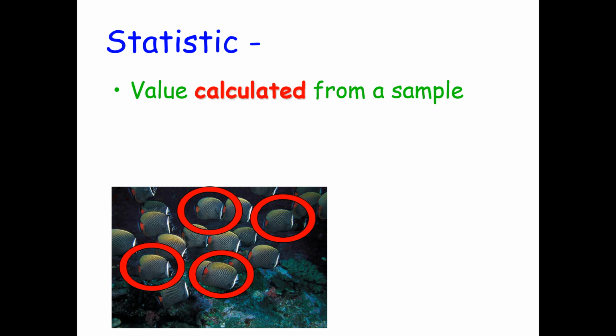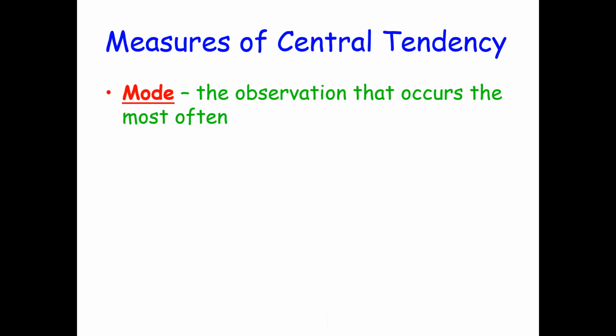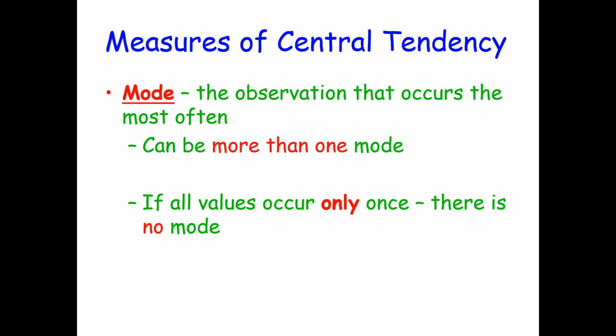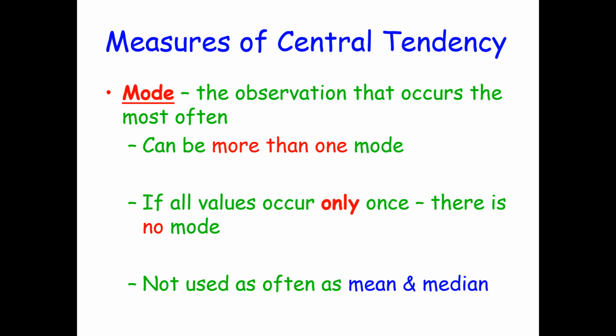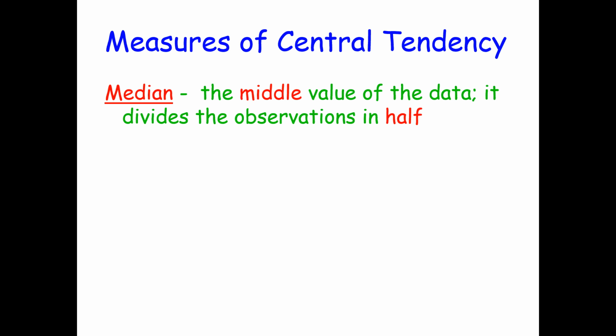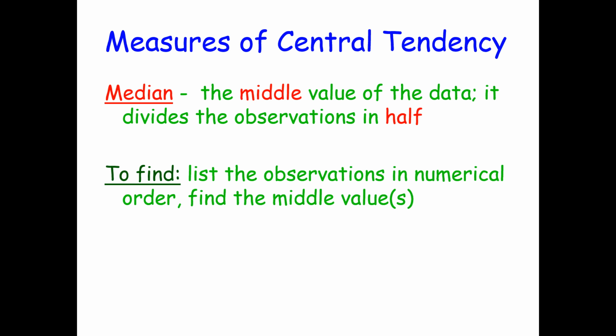Let's review quickly the measures of central tendency. We have mode, which is the observation that occurs the most often, and there can be more than one mode. If all the values occur only once, then there is no mode. It's not used as often as mean and median. Now the median is the middle value of the data. It divides the observations in half.